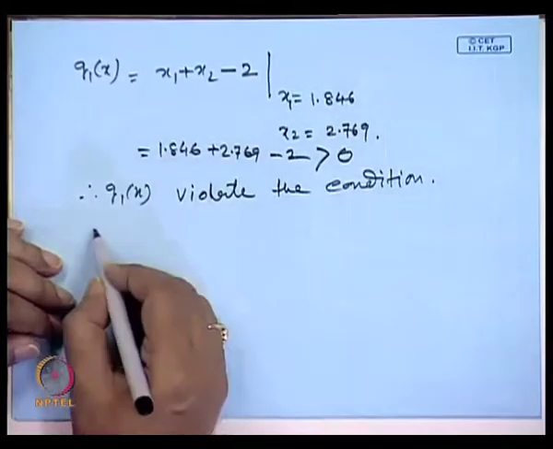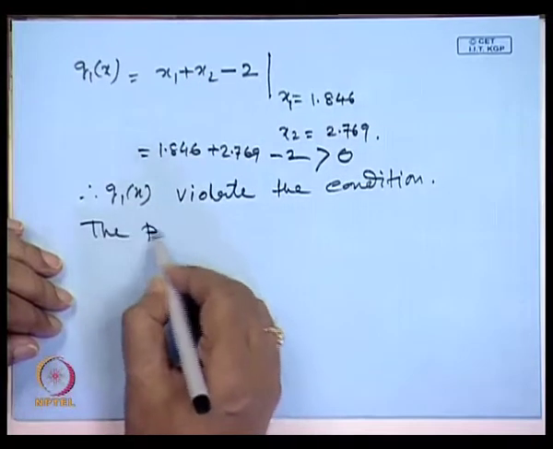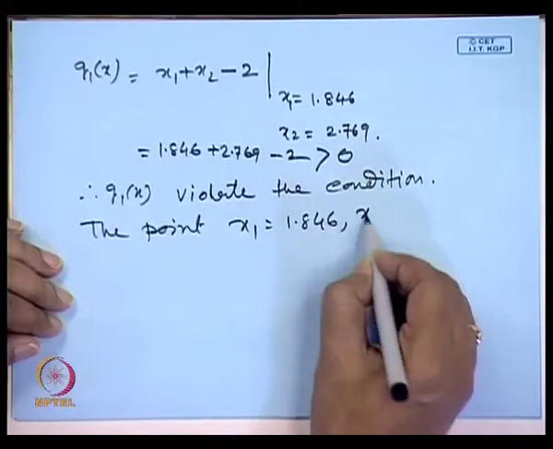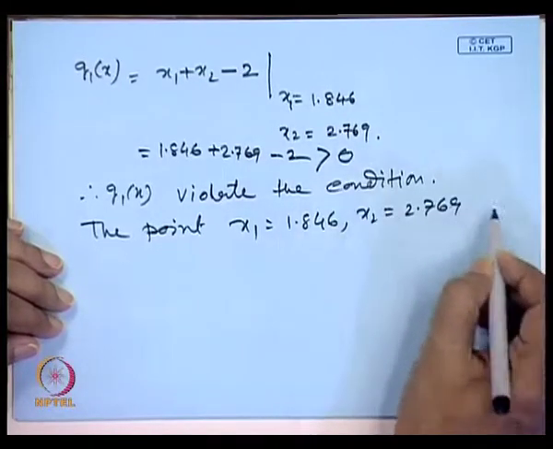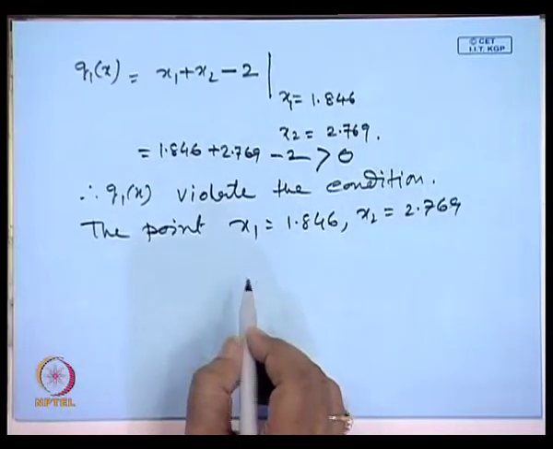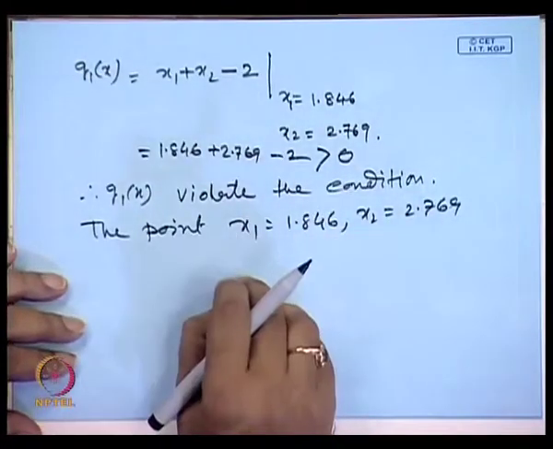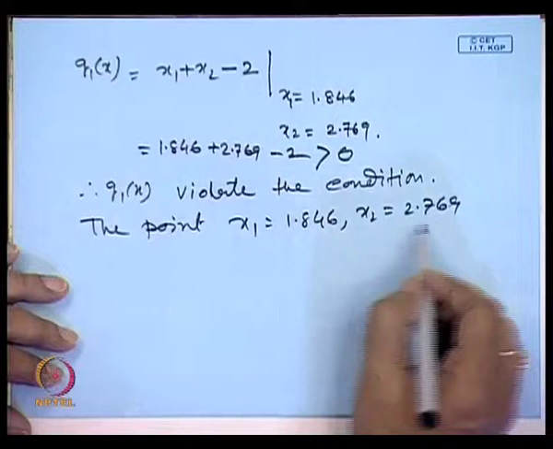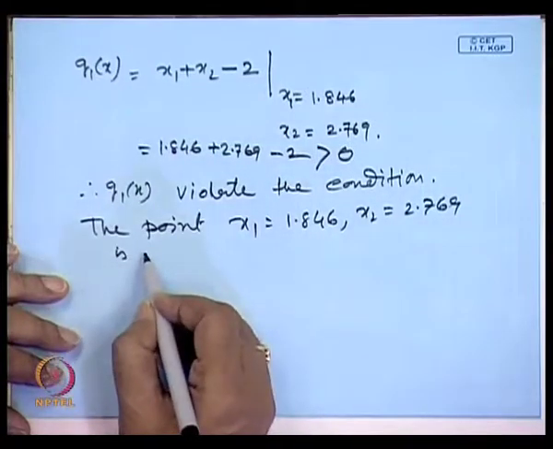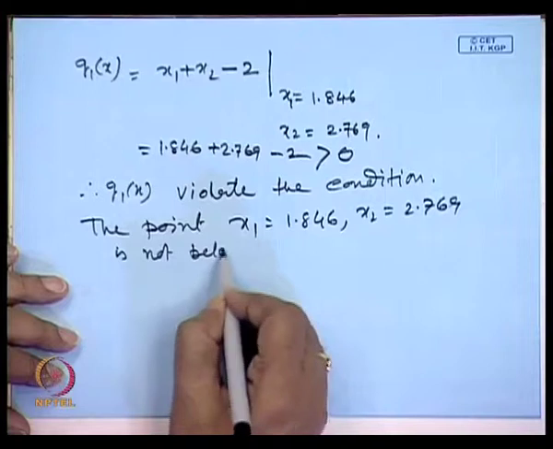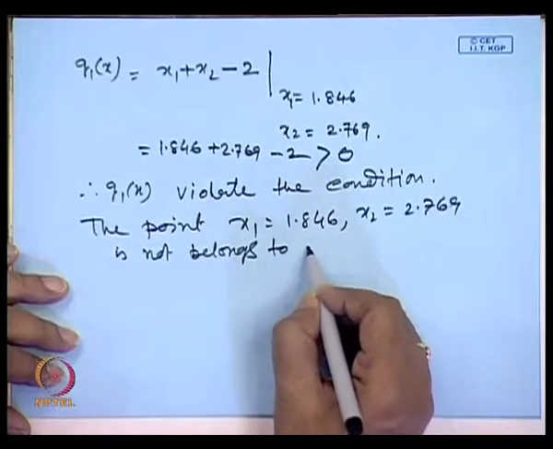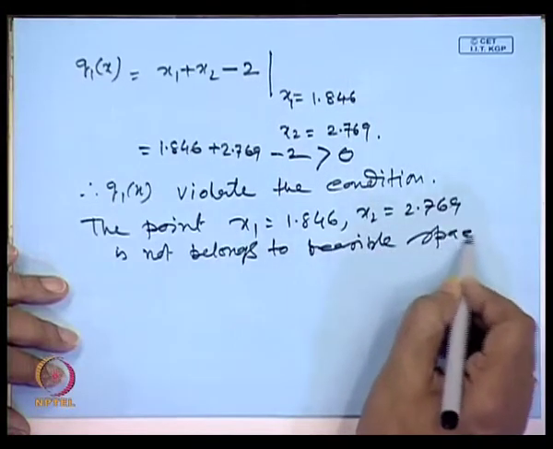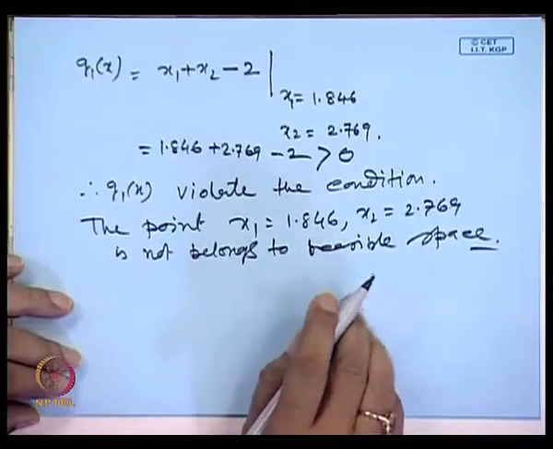So, the point x 1 is equal to 1.846 and x 2 is equal to 2.769 cannot be a solution of our optimization problem, because it does not belong to the feasible region, the feasible space. This point does not belong to the feasible space. So, reject that solution, agree.